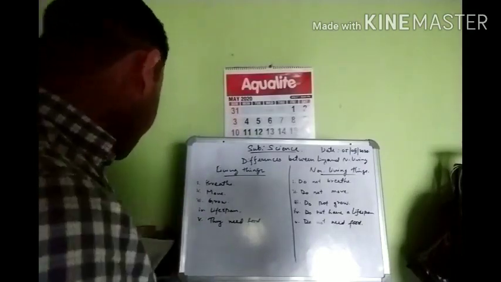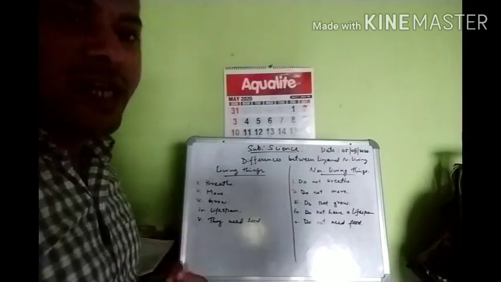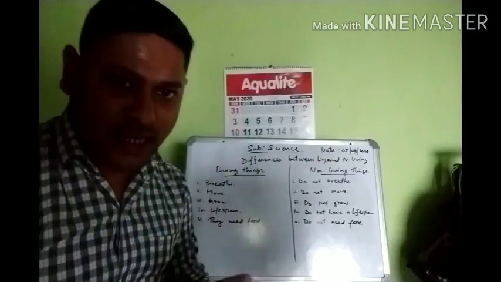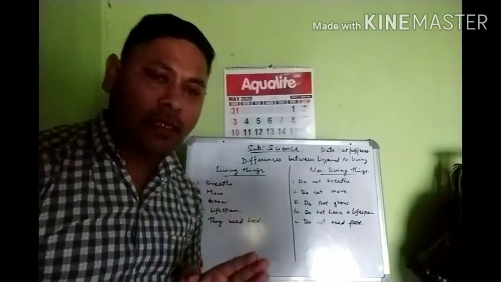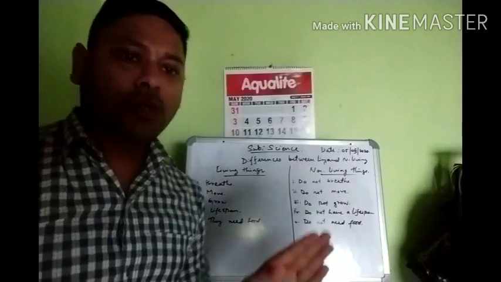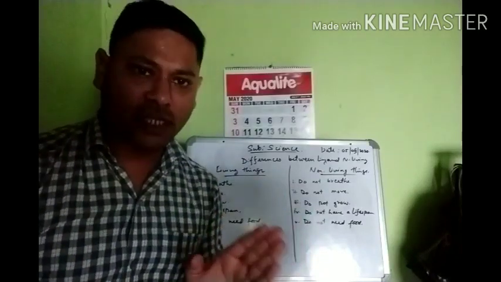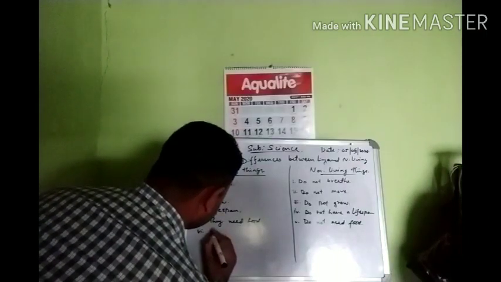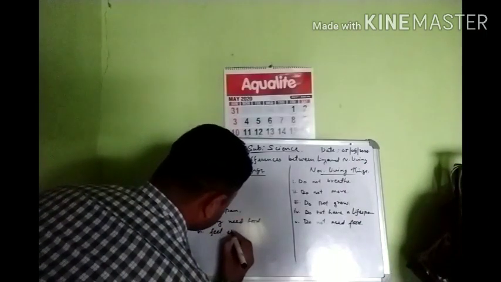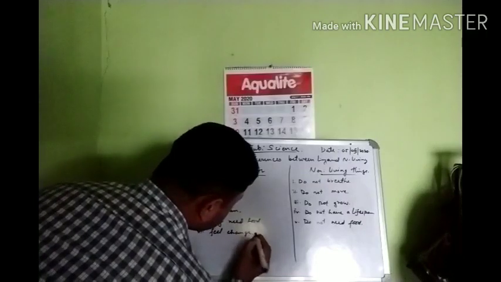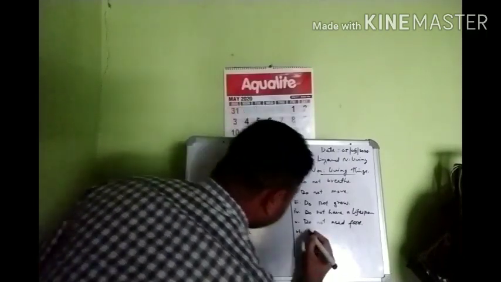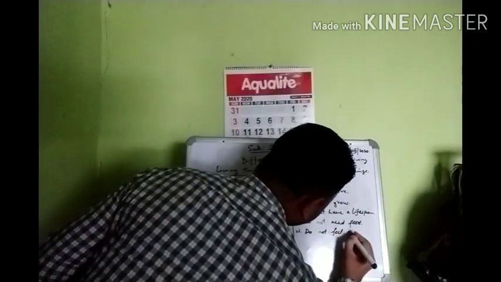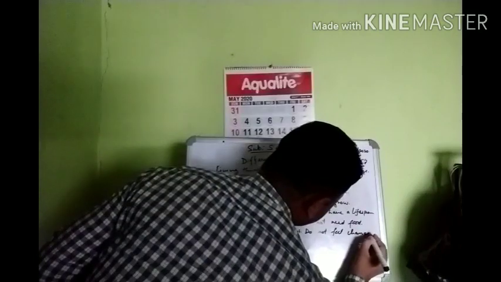Next point, feel changes. Living things have sense organs, so they can feel. But non-living things don't have any kind of sense organ, so they do not feel any kind of changes around them. So sixth point is that living things feel the changes, but non-living things do not feel any changes around them.